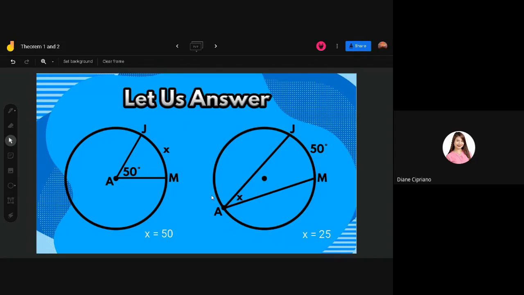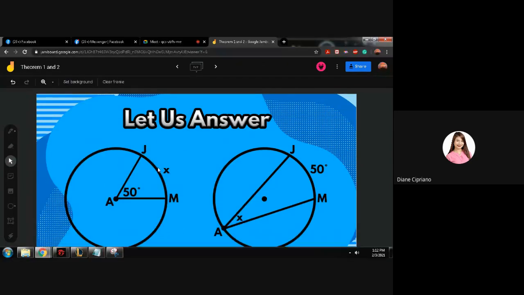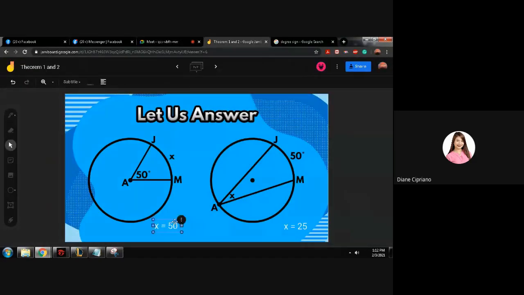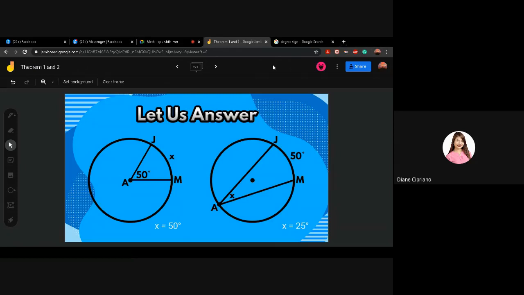Ayan, o diba? Napasearch siya bigla ng degree sign. Pwede ka namang mag-paint, diba? O talaga. Ayan, o. Pero okay na rin yan. So, this is a 50 degrees kasi we are talking about the angle measurement. Pag sinabi natin angle measurement, lagi siyang merong degree sign. So, yun yung naka-under sa central angle theorem.